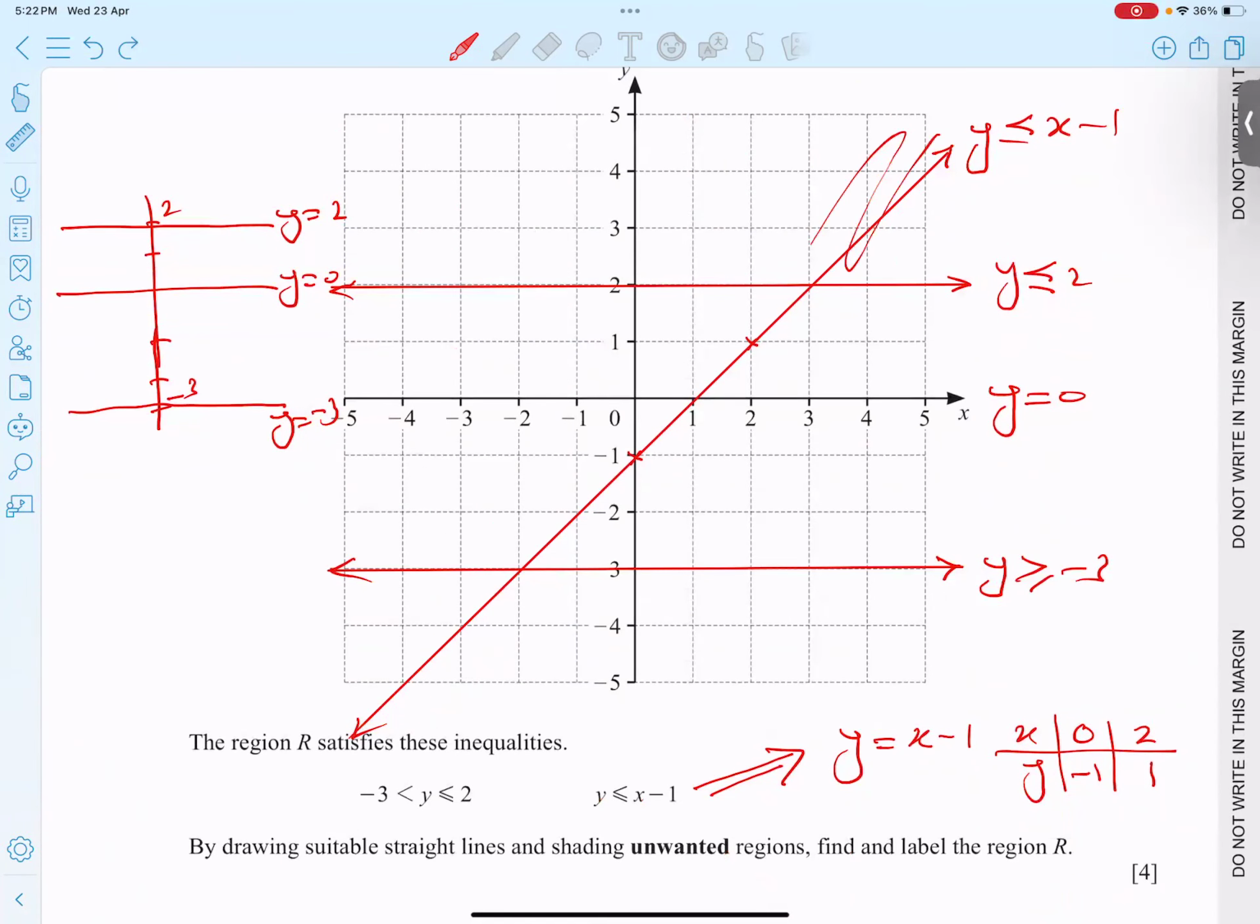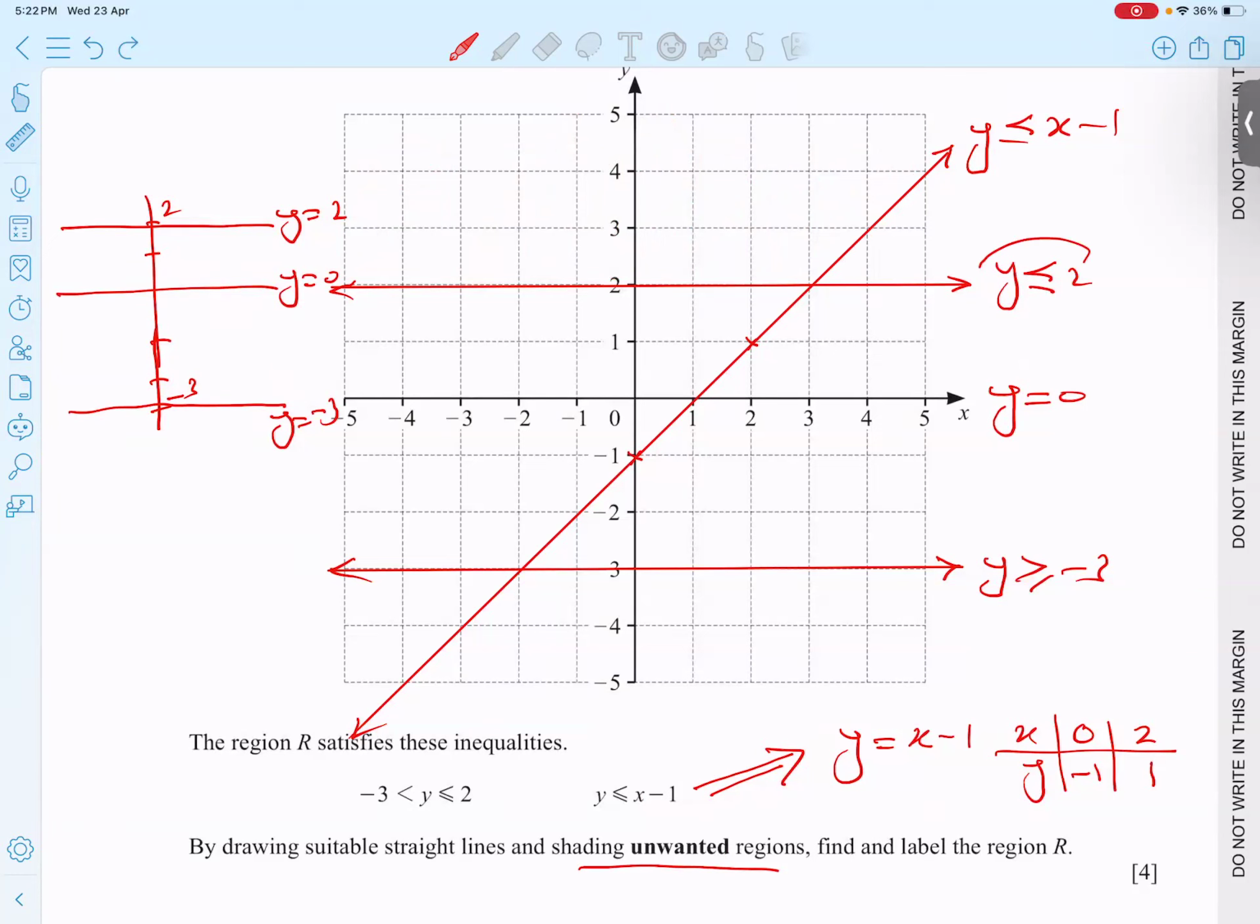Above the line is called the wanted region. But I have to shade the unwanted region. So I'm shading unwanted, which means I'm shading below.